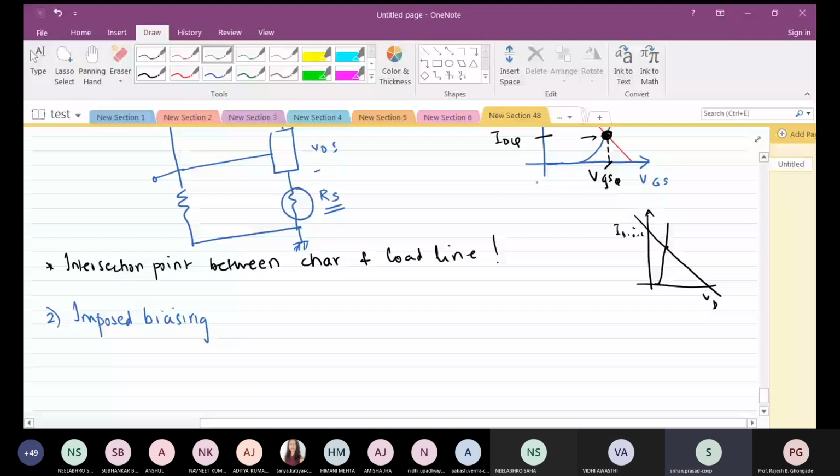Just like your emitter current bias or voltage divider bias. Remember, emitter current bias and voltage divider bias are both one and the same, different terminology only. And sometimes it is also called universal bias.